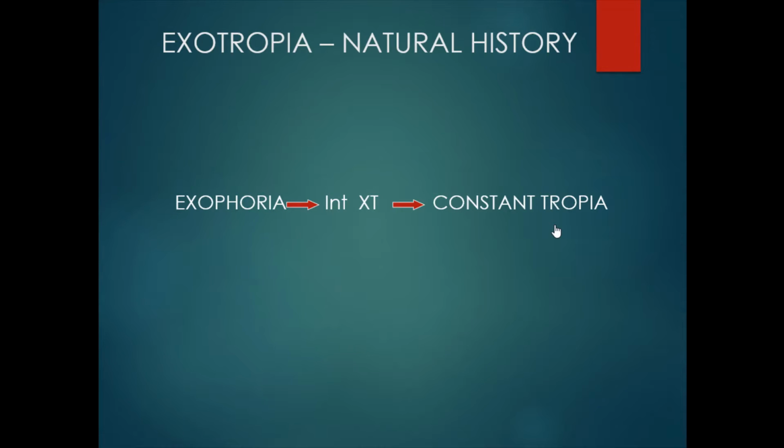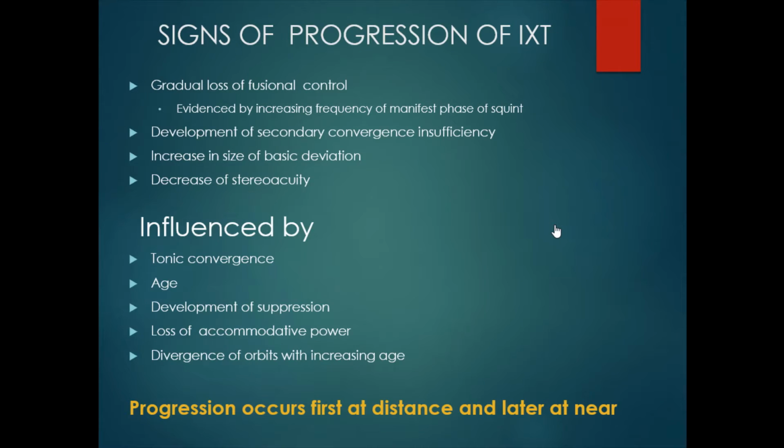Then why should we treat these patients? Because not all of them go into a constant tropia. Some of them remain in the phoric phase, and some of them go into the intermittent phase later in this stage. But this is the natural history of the disease. And then how do you monitor the progression of intermittent XT?